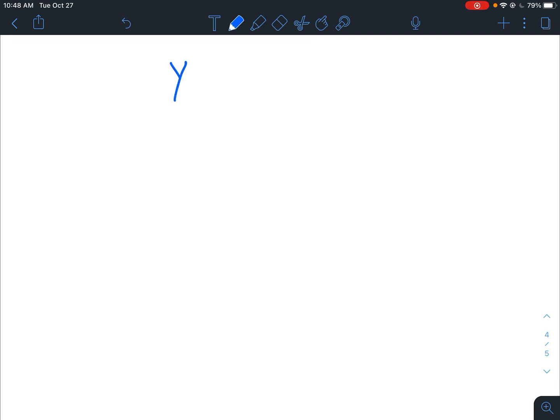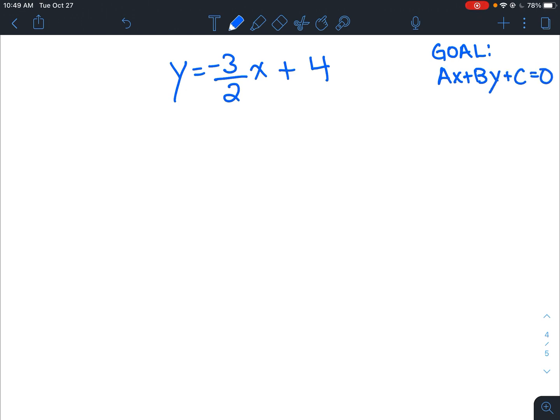Okay, so let's say our slope-intercept form was y equals, let's make it -3 over 2x plus, I don't know, 4. And we want to write that in standard form. So let's say our goal is ax plus by plus c equals 0. That's our goal. Okay. So I'm noticing that my a value is negative and it's a fraction. So that sucks. So what should I do?